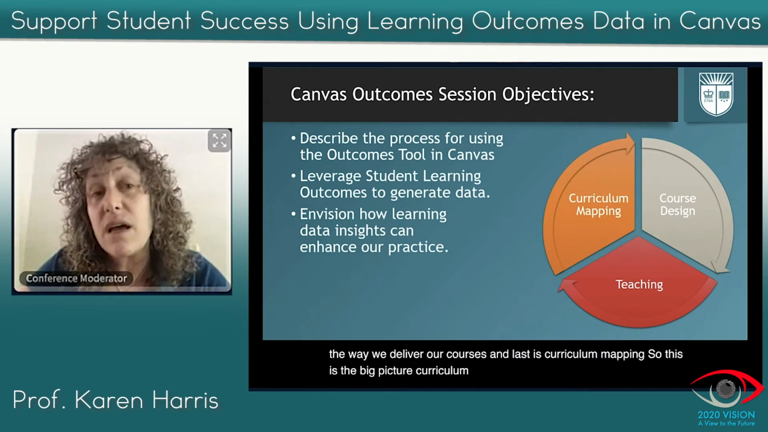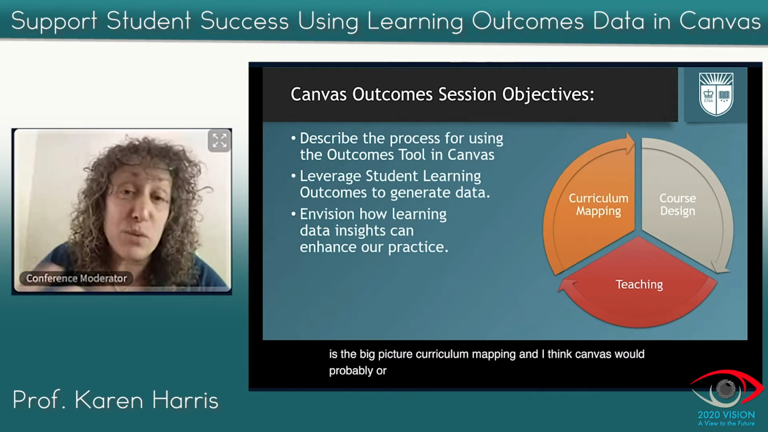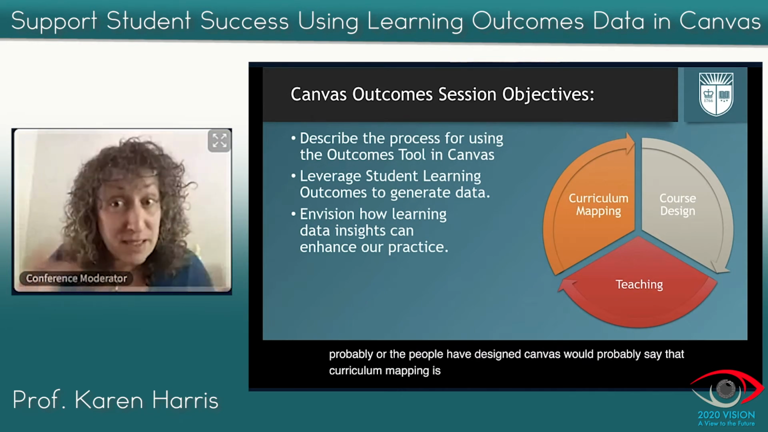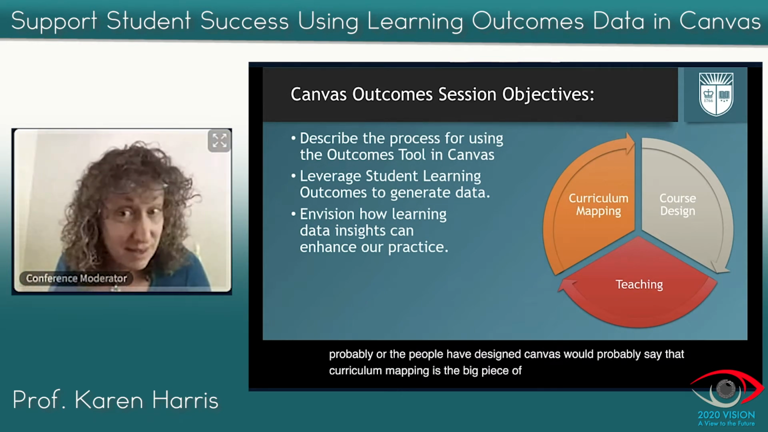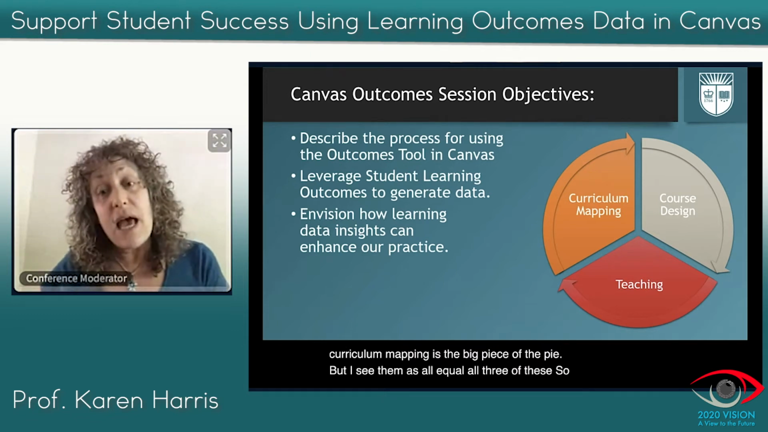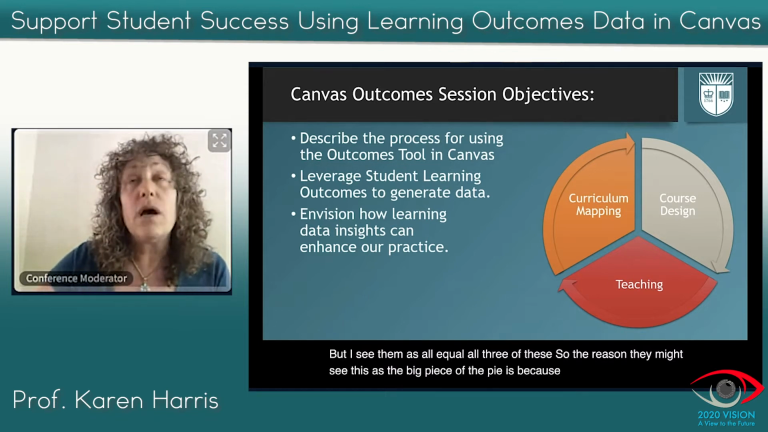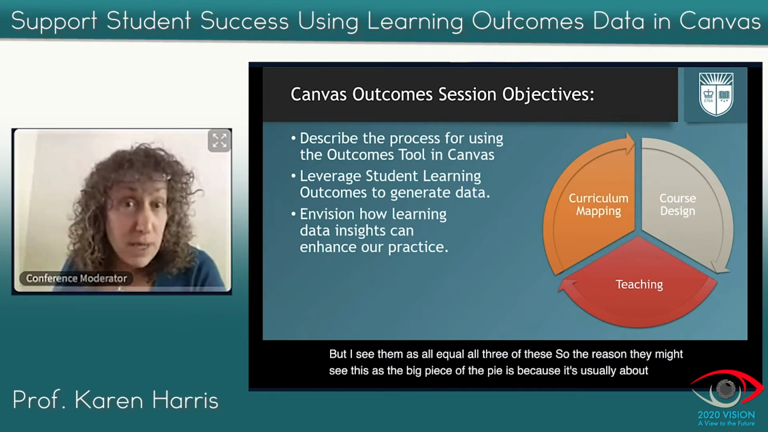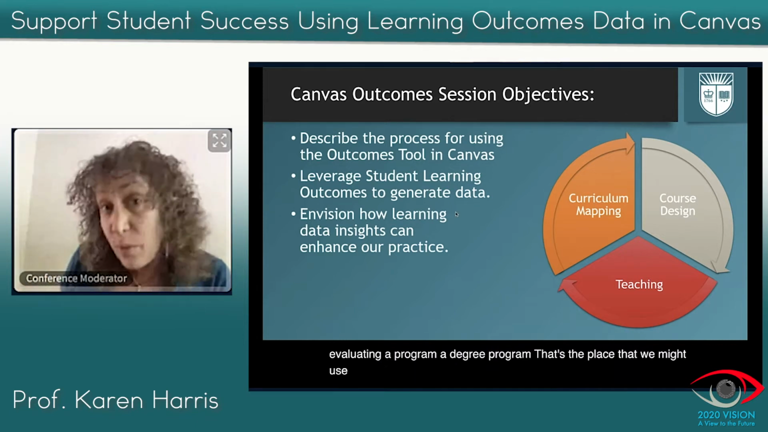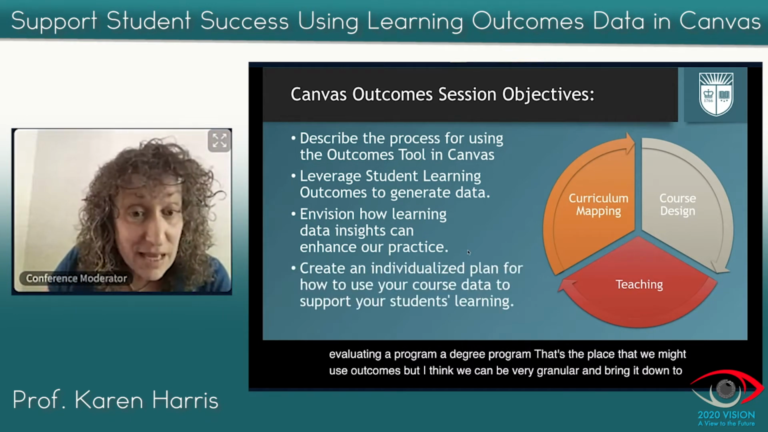And I think the people who've designed Canvas would probably say that curriculum mapping is the big piece of the pie, but I see all three of these as equal. The reason they might see this as the big piece of the pie is because it's usually about evaluating a program, a degree program. That's the place that we might use outcomes. But I think we can be very granular and bring it down to the course level as well.